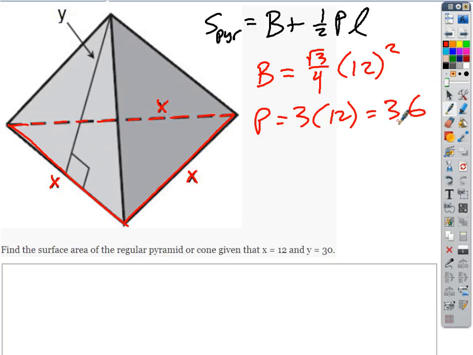And what about the slant height? 30. It's given to us. The slant height is the distance up the middle of one of the faces, and that's given to us as 30. So let's plug it in. That's it.